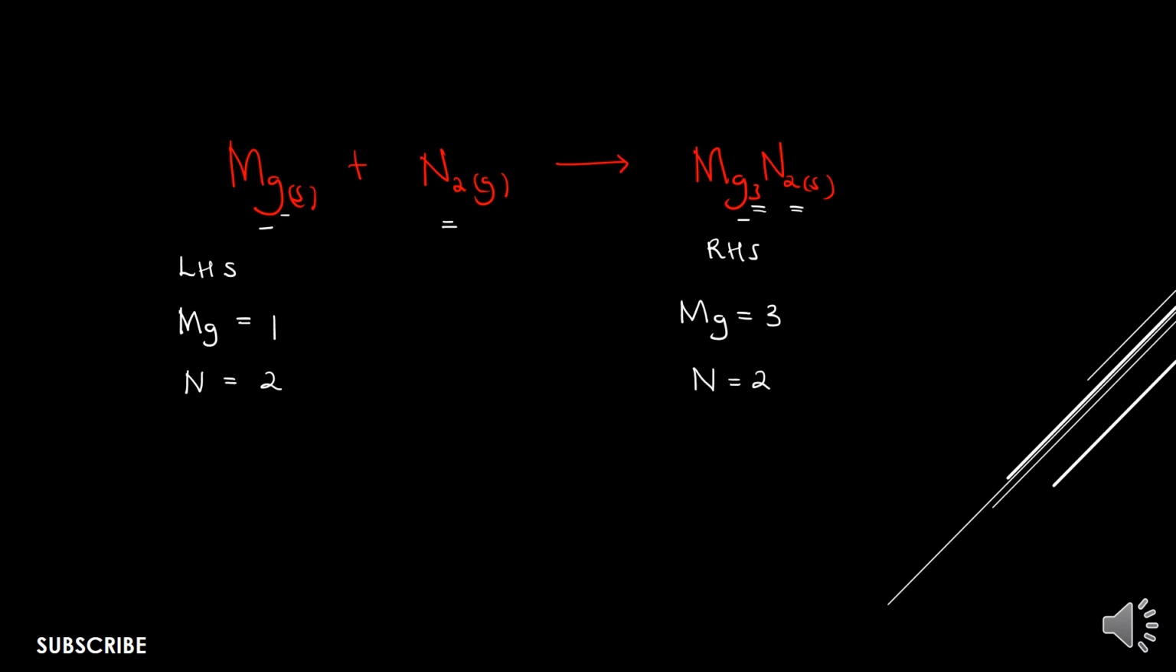So what does this mean? It means that nitrogen atoms are balanced. However, the atoms of magnesium are not balanced. You can't start with 1 atom and end up having 3 atoms of magnesium. It means you must have more atoms of magnesium on the left for you to have 3 atoms of magnesium on the right hand side. So we shall need to multiply the atoms of magnesium on the left hand side by 3.